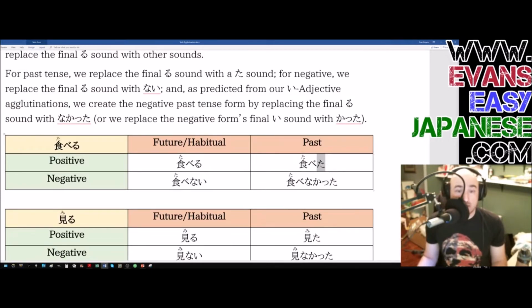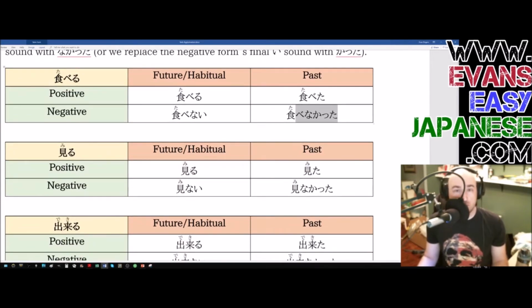Except for with the negatives, because they're not actually verbs at this point. They're actually i adjectives. Switch that i to a katta, and you're done. It's just like that. I don't know, I'm Italian. I don't know what this is. Okay, so taberu turns into tabeta. Tabenai. Don't eat. Or I don't eat. Someone doesn't eat. Tabenai turns into tabenakatta. I should probably highlight the katta. All right. Miru. Ru turns into ta. Mita. Minai. Mina.